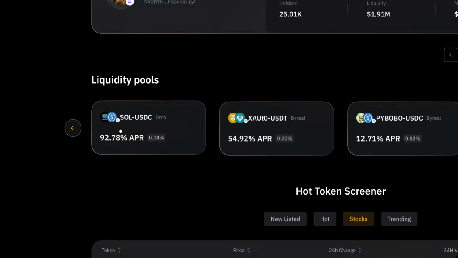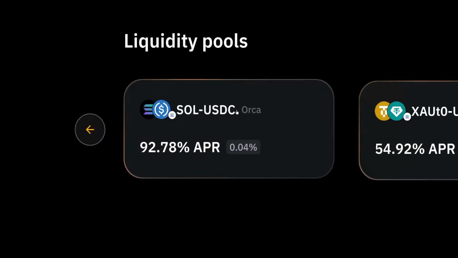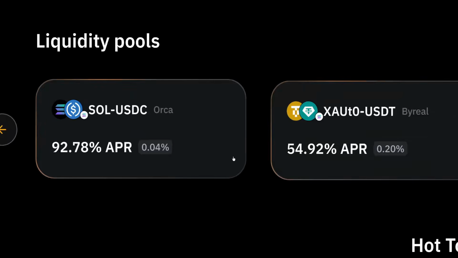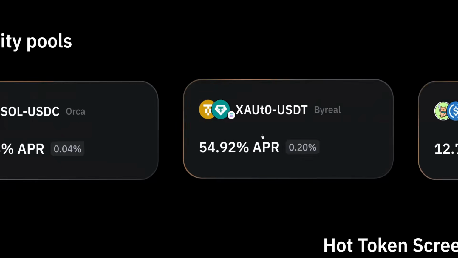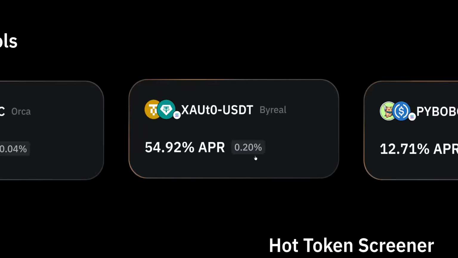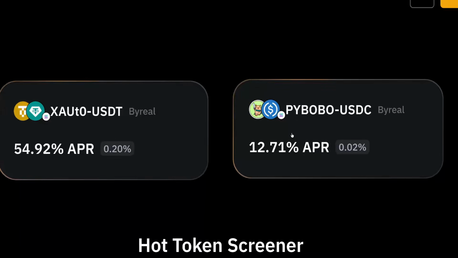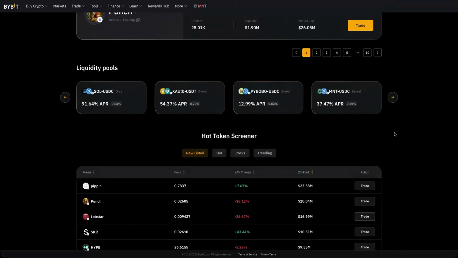With this, you can see for SOL-USDC, you get up to 92% APR right here. And then for gold, you can get up to 54%, approximately 55%. And then for this, you can get up to 12%. We'll be taking a look at this soon.